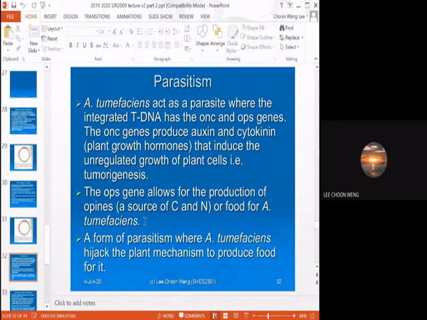Then the OPS allows for the production of opines. The opines is a molecule that has both carbon and nitrogen in it, so a good source of food for the bacteria. So this is a classic form of parasitism where the Agrobacterium tumefaciens hijacks the plant mechanism to produce food for the bacteria.